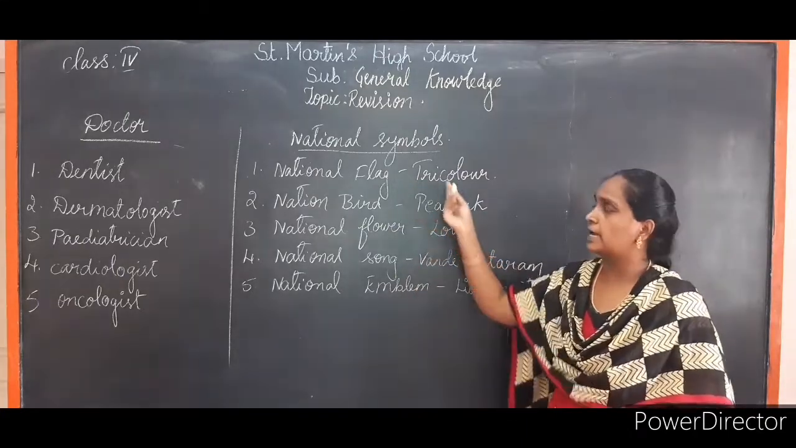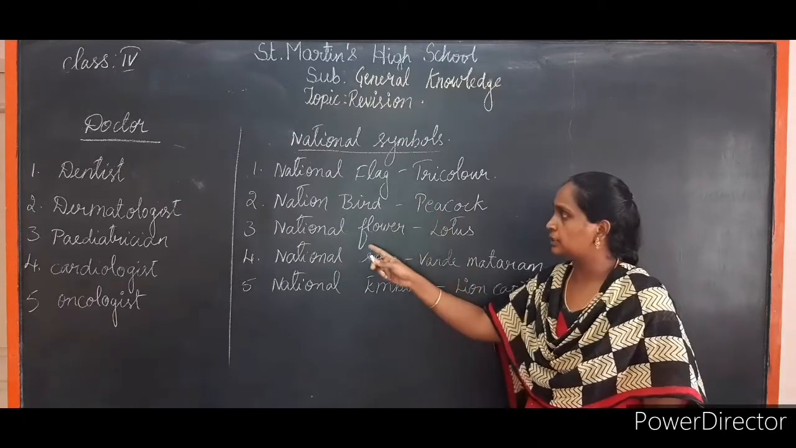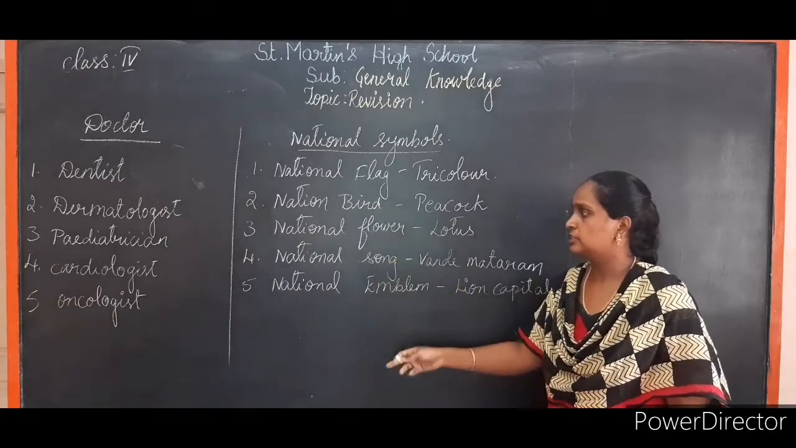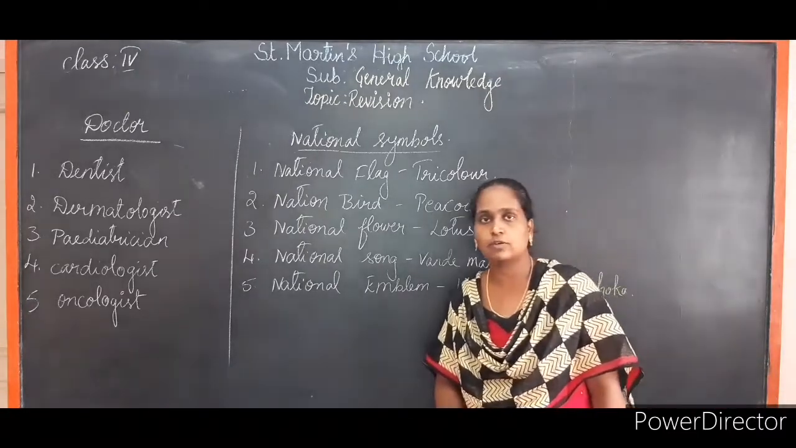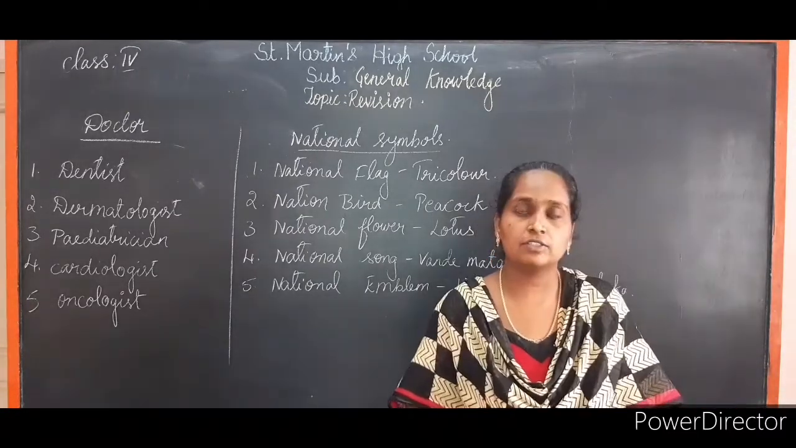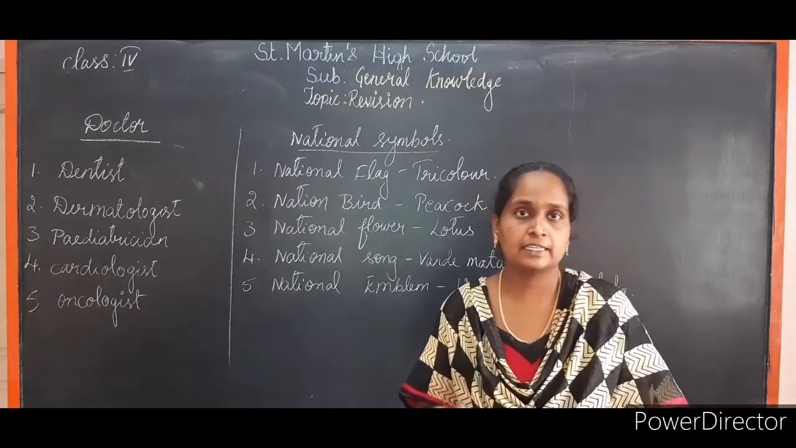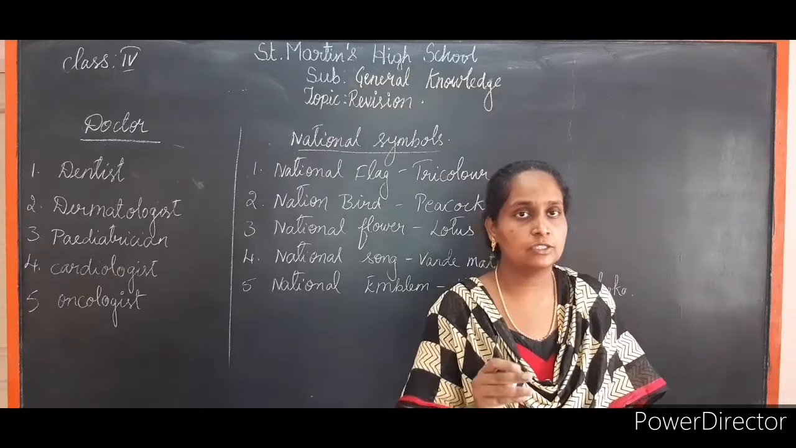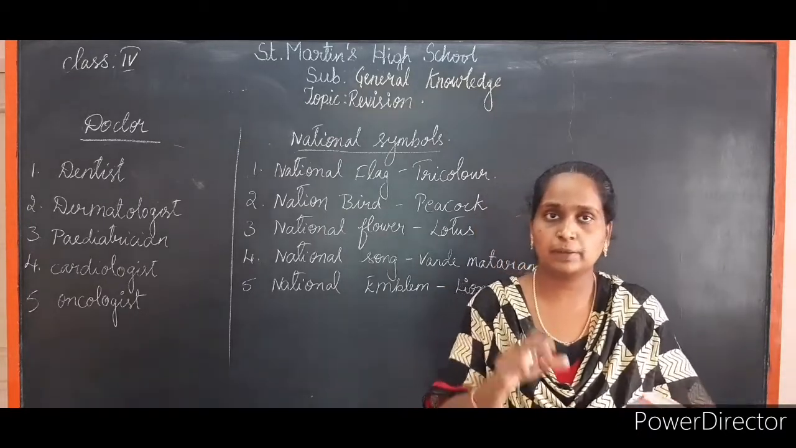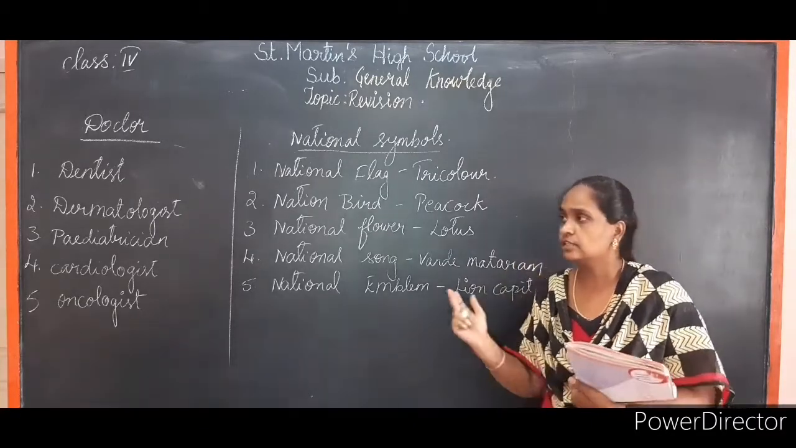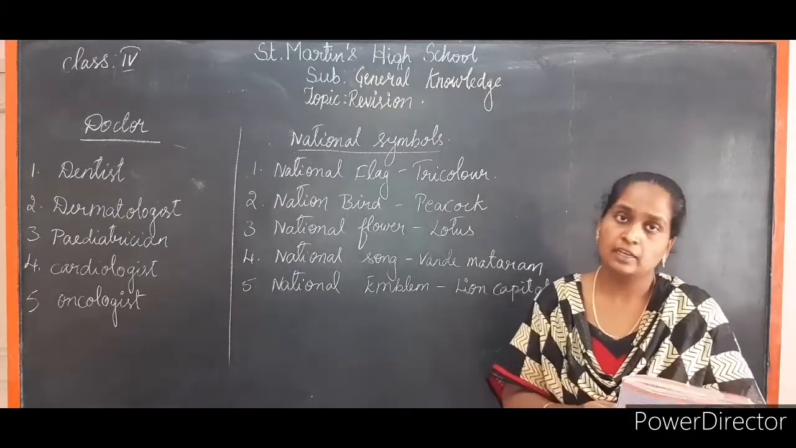Children, the next is our national symbols. National flag, national bird, national flower, national song, national emblem. These are some of the national symbols of our country. Children, in our school also we have a logo. We can find this on the school labels, diaries, and bell. This symbol indicates that this child belongs to that particular school. Like that, this is the symbol that identifies our nation, identifies our country.